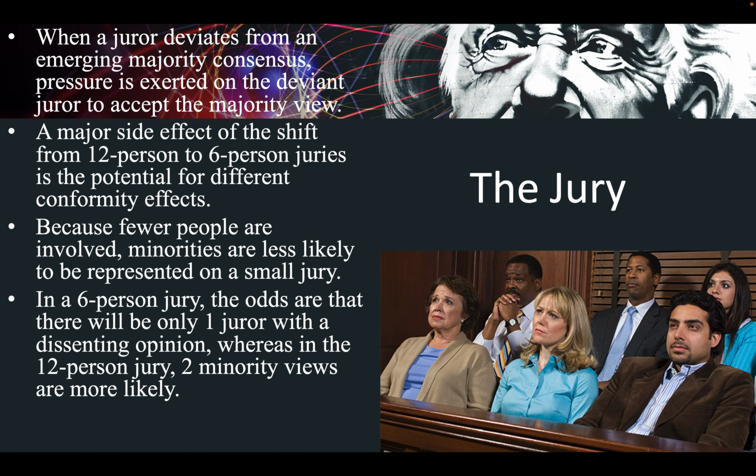When a juror deviates from an emerging majority consensus, pressure is exerted on the deviant juror to accept the majority view. A major side effect of this shift from 12-person to 6-person juries is the potential for different conformity effects. Because fewer people are involved, minorities are less likely to be represented on a small jury. In a 6-person jury, the odds are that there will be only one juror with a dissenting opinion, whereas in a 12-person jury, 2 minority views are more likely.